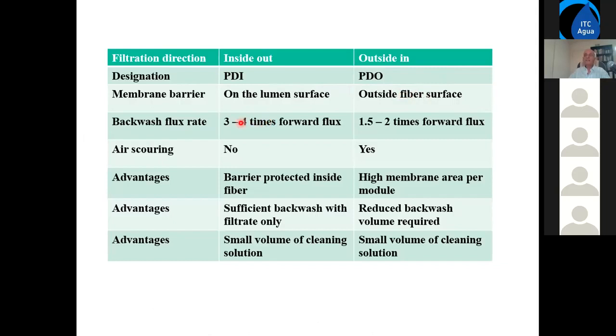Backwash flux is three to four times the forward flux. In the outside in, only 1.5 to 2 times the forward flux. Air scouring is not possible here, but it's possible here. Advantage of inside out: it better protects the barrier, because it's inside the fiber. On the other hand, the outside in has a higher membrane area, actually twice as high for the same number of capillaries, because we compared the membrane area inside the lumen and outside. So the outside membrane area is bigger. Even though the membrane material weight is maybe the same in the module, the membrane area is twice.